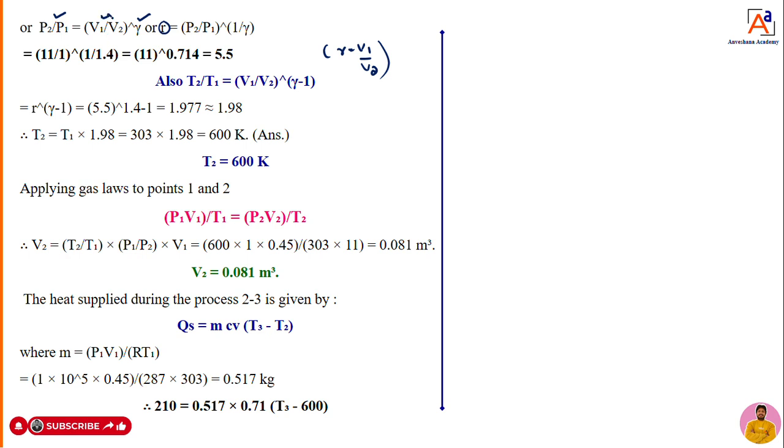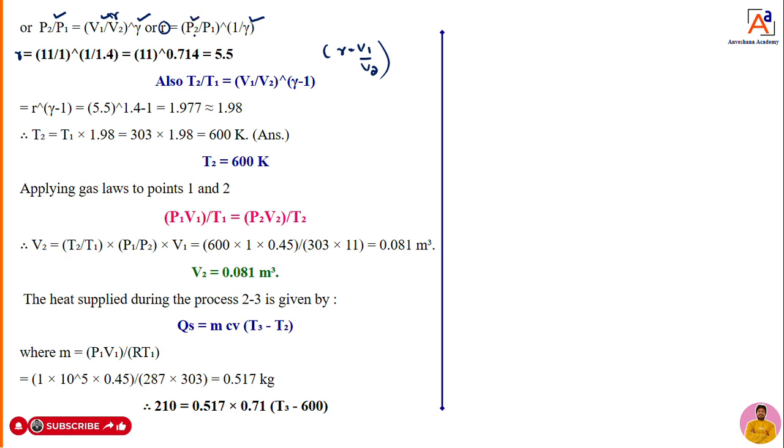Wherever V1 is there, I will take R outside, then it will come on the right side, that means 1 divided by gamma power. So then I will try to substitute the values here. I don't know the value of R, so I will keep it as it is. R equals P2 by P1.